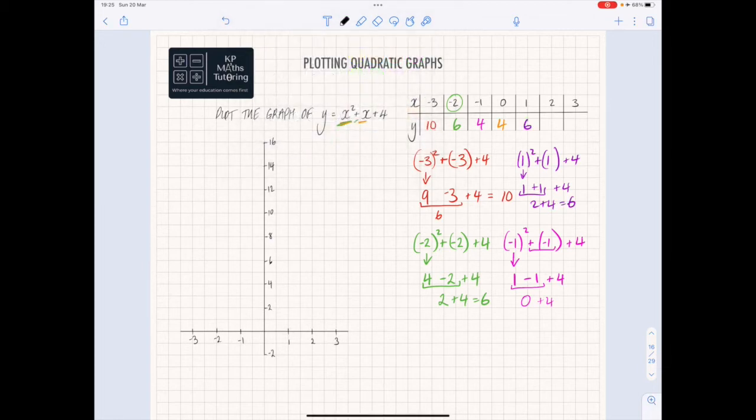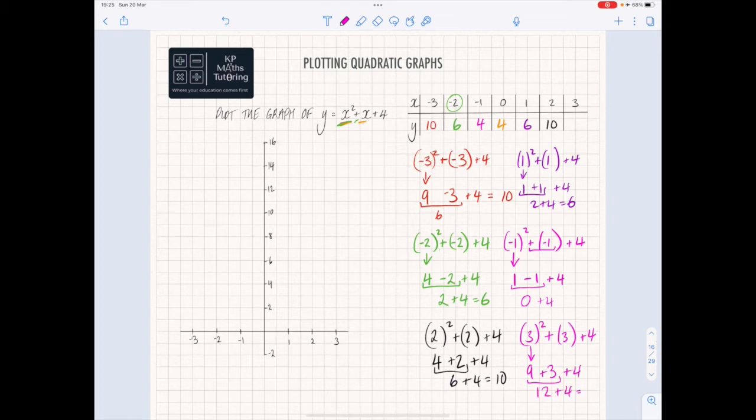Okay, finish off the last couple. So we've got 2 squared plus 2 plus 4. 2 squared is 4, plus 2 plus 4. 4 plus 2 is 6, plus 4 is 10. So this value becomes 10. And then the last one, I'm doing pink again. 3 all squared plus 3 plus 4. That's 9 plus 3 plus 4. 9 plus 3 is 12 plus 4, 16. So you have a value of 16 there.